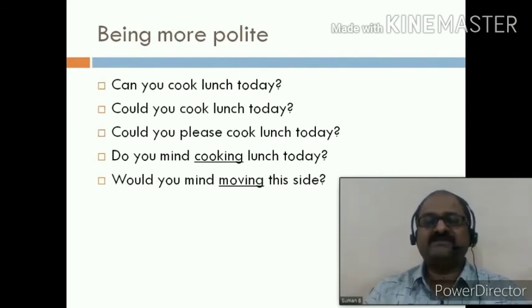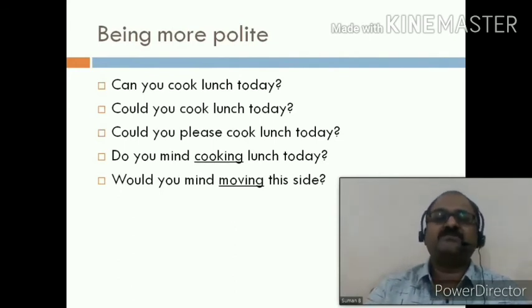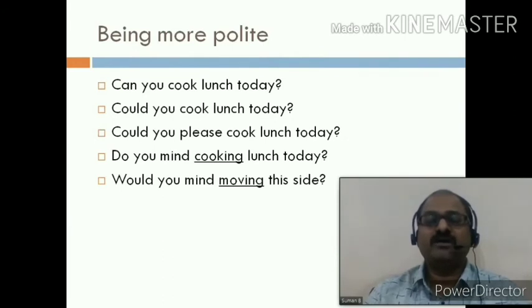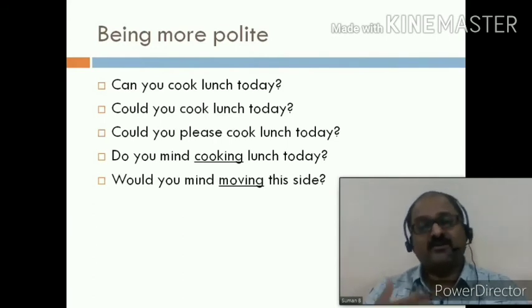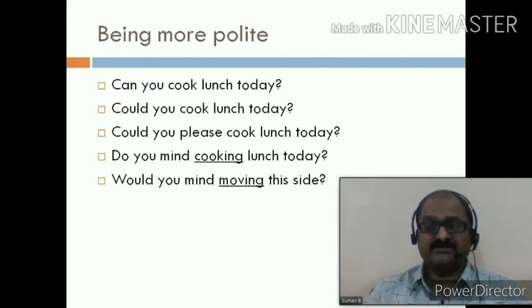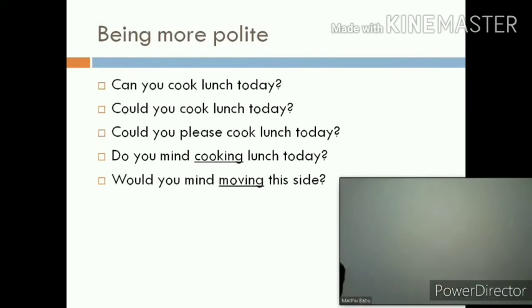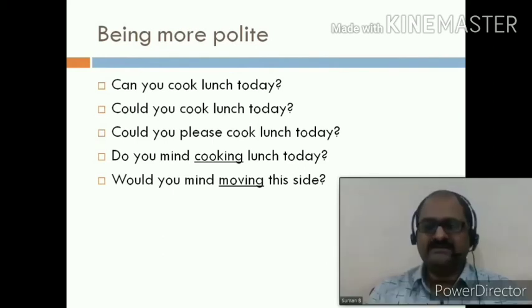Compared to these expressions, the alternative expressions are these. If you want to be even more polite: do you mind cooking lunch today? As you can see, the first three expressions are direct asking. You're directly expressing your request. Whereas the last two are indirect. By being indirect, you're being very tactful and also very polite. Do you mind cooking lunch today? Would you mind moving this side?